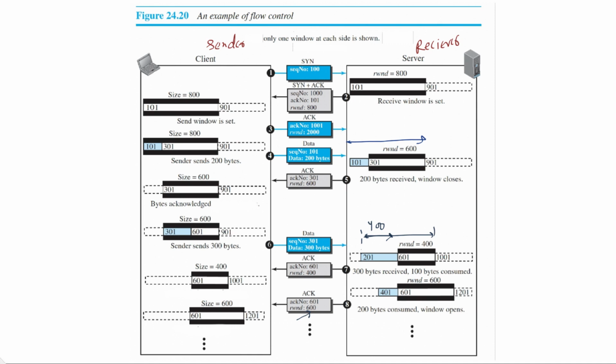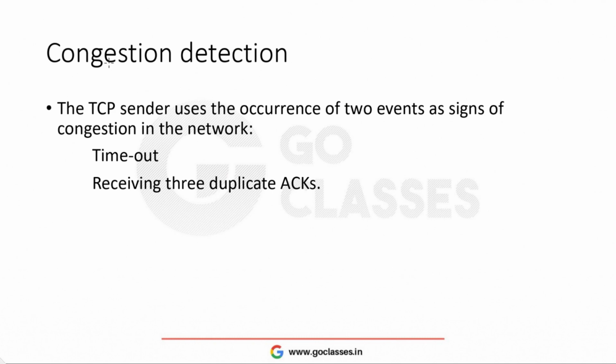Now let's move to congestion control, which is more tricky than flow control. Flow control is very straightforward using the receiver window size. First, let me answer the question of why we need to do congestion control. We already have flow control, right? Why do we need congestion control?